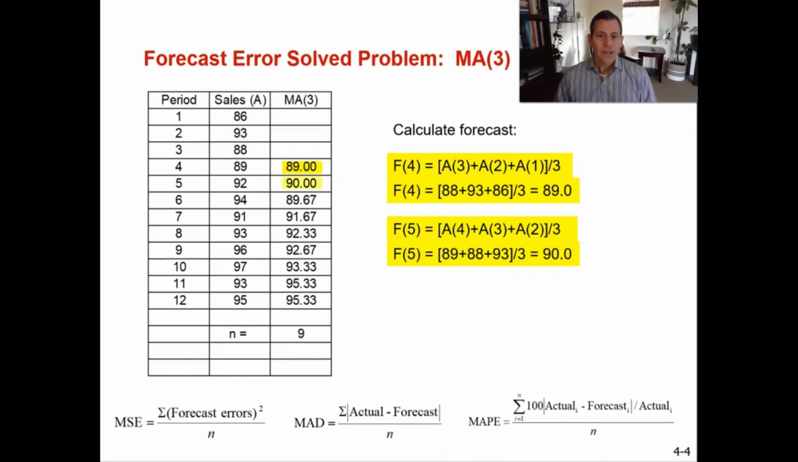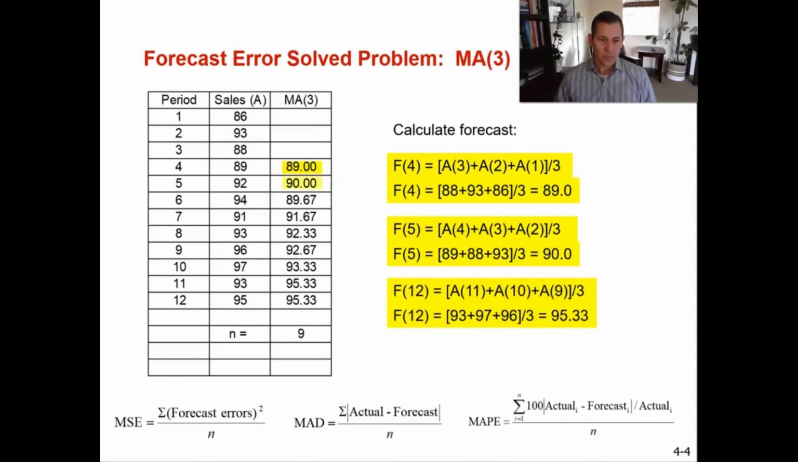Okay. Now let's do period 12. Again, we can jump all the way down to period 12 if we choose, and we're going to be taking 93 plus 97 plus 96. So to calculate the mean squared error, the mean absolute deviation, and the mean absolute percentage error, you are going to have to calculate every single month. You can do it in Excel if you'd like to be quicker, but you're going to have to calculate the moving average for every single month, because we're going to be taking the sum of all of these numbers.